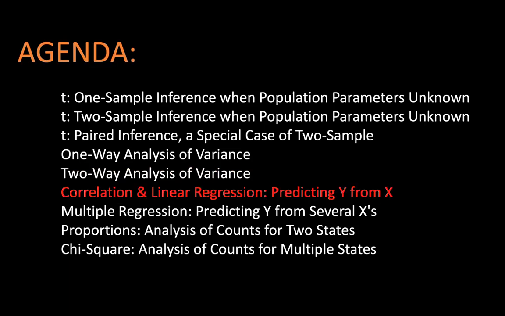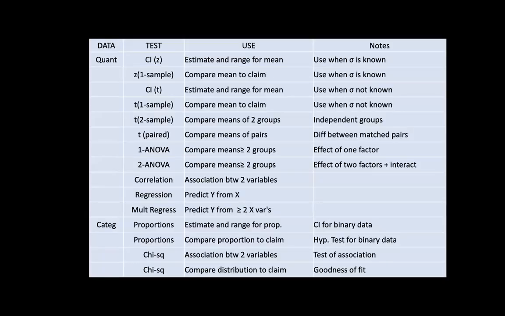Correlation and linear regression, predicting y from x. Multiple regression, predicting y from several x. Proportions, analysis of counts for two states. And chi-squared, analysis of counts for multiple states. We'll be combining proportions and chi-squared in one go. So basically, here is a table for you all to know which test to use.